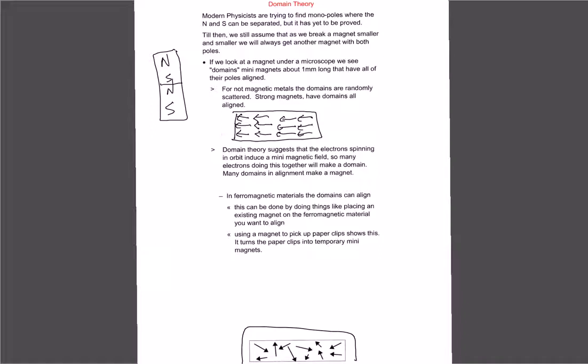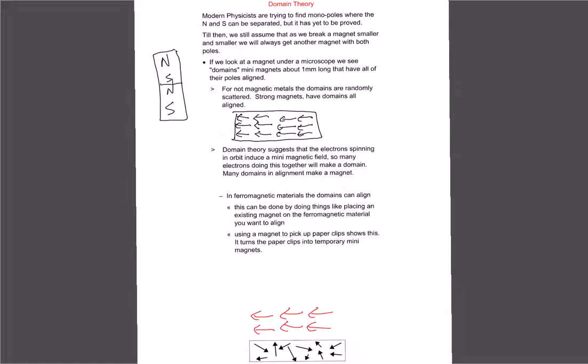So in ferromagnetic materials, anything like iron, cobalt, and so on, we can get those domains to align. All we basically have to do is put the metal on top of an existing magnet. If you take a chunk of iron that's not magnetic and place it on top of a strong magnet, those scrambled domains will be forced to line up. We'll take these mixed up domains, get them pointing in the same direction, and that will change the metal into a magnet.